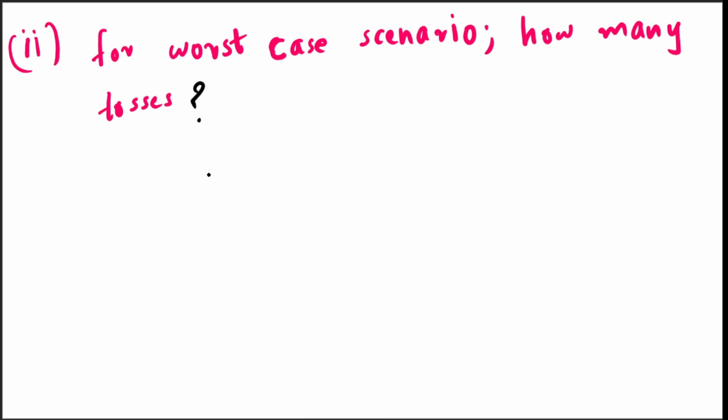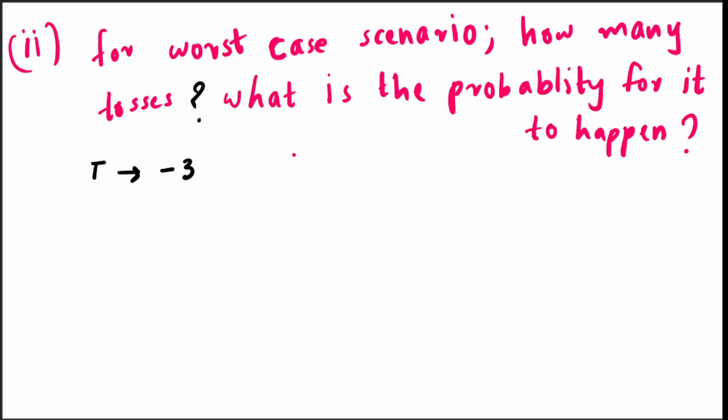The second sub question is: for the worst case scenario, how many doses would it take to completely lose all our coins? Worst case scenario means we are getting only tails, because if we get a tail, we will lose 3 coins. So we are getting only tails. How many doses will it take? That is the question. And we also have to find the probability for this worst case scenario to happen.